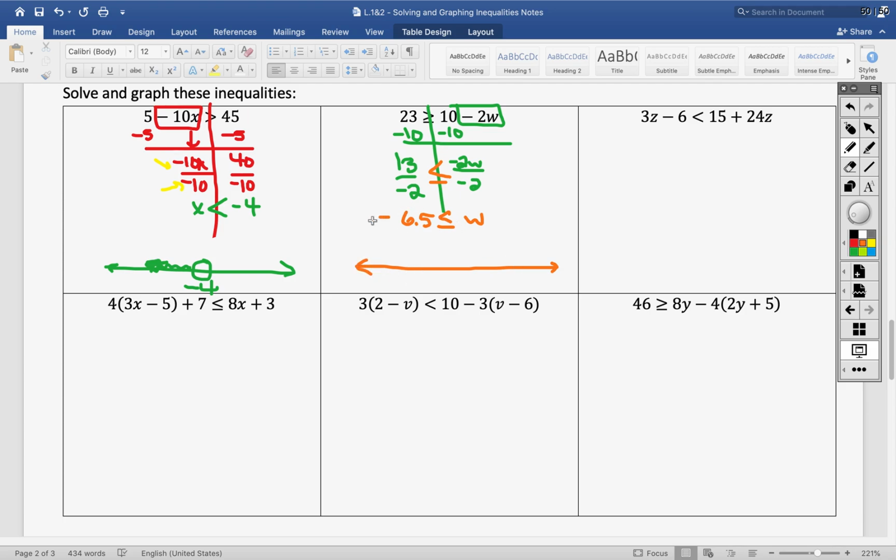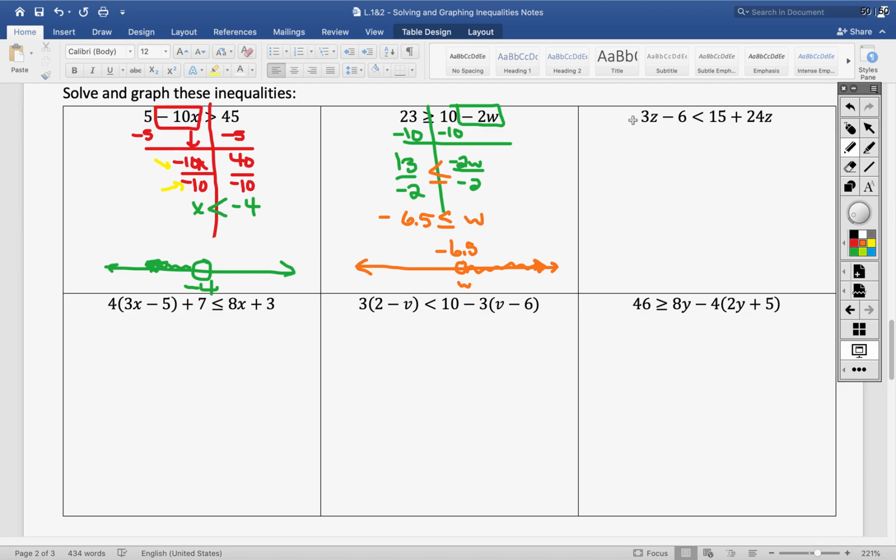But Miss Wood, this says -6.5 is less than or equal to w. Yes, but remember we can pick this up and flip it like a pancake. And in which case w is going to be greater than, so we're shading to the right of -6.5.